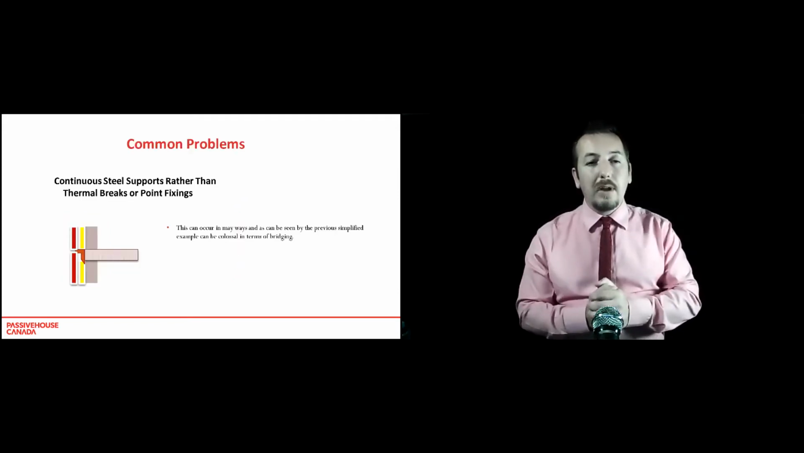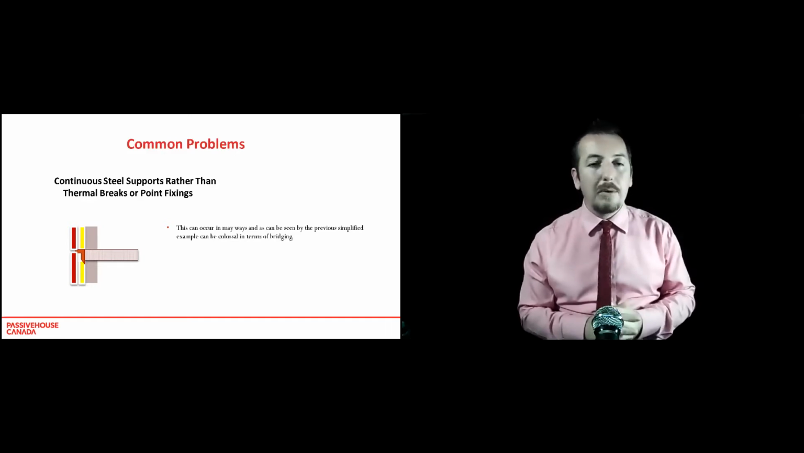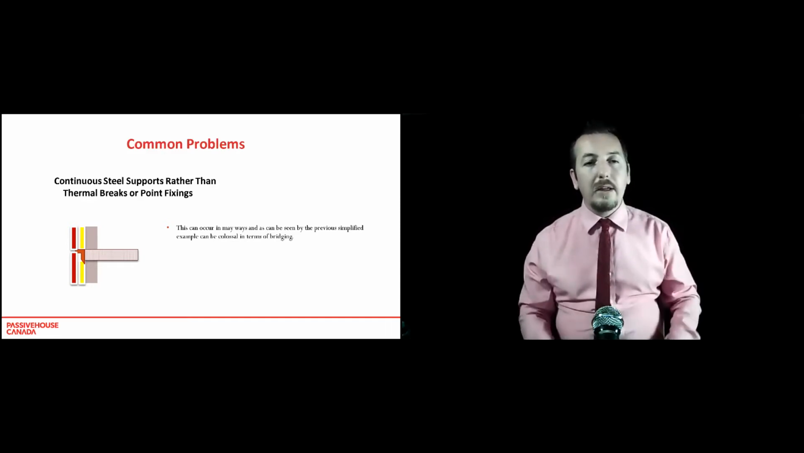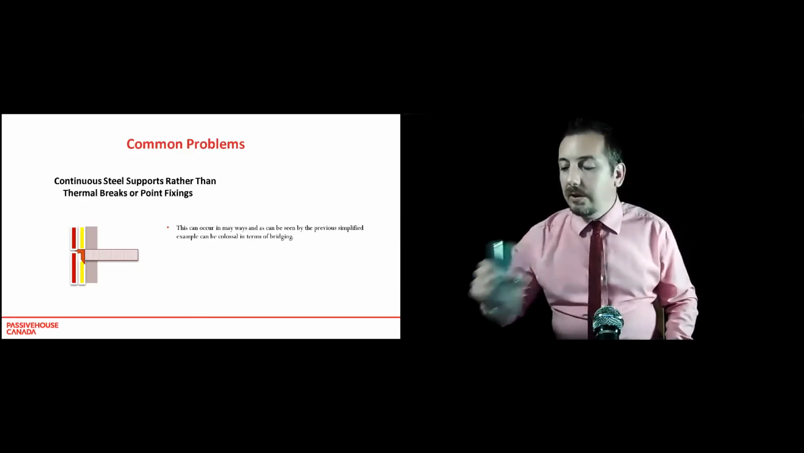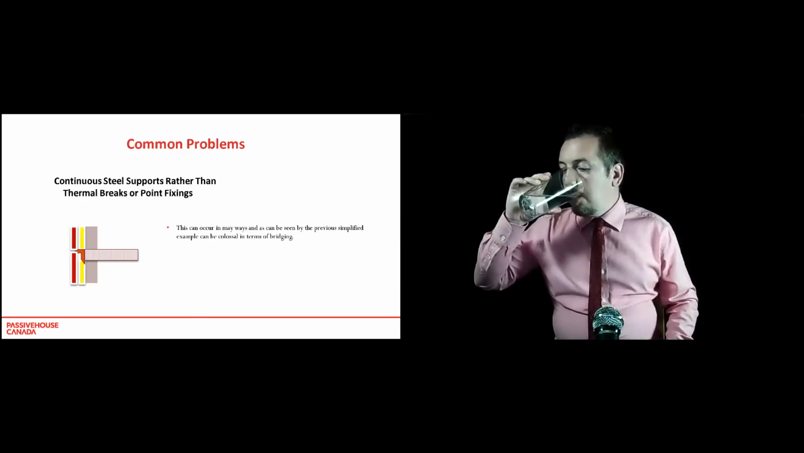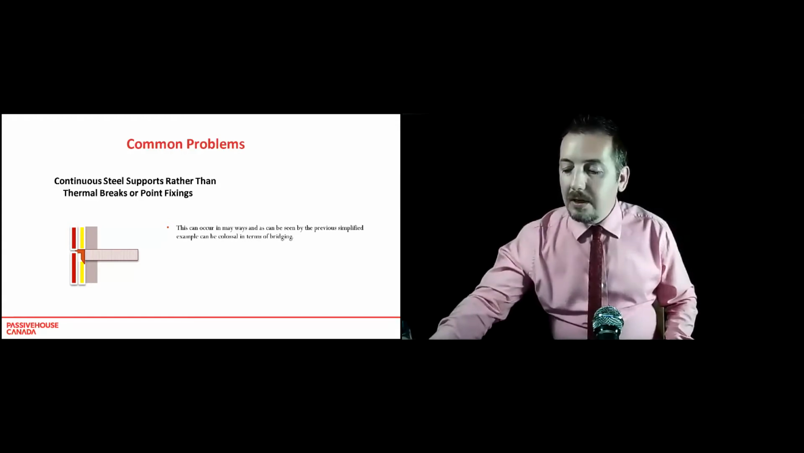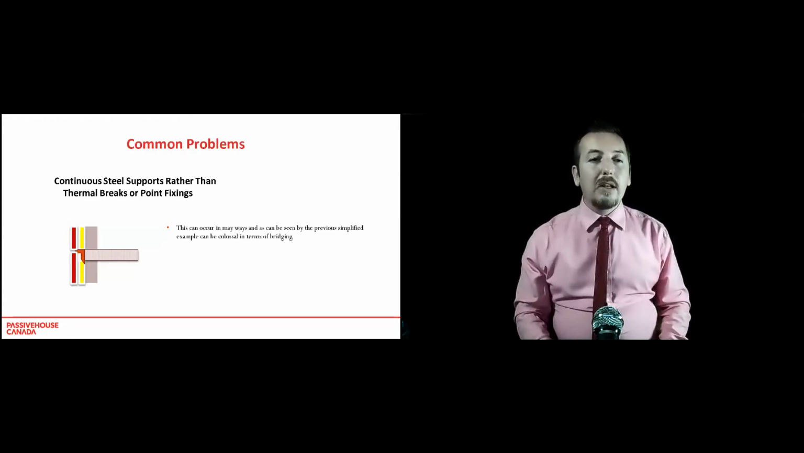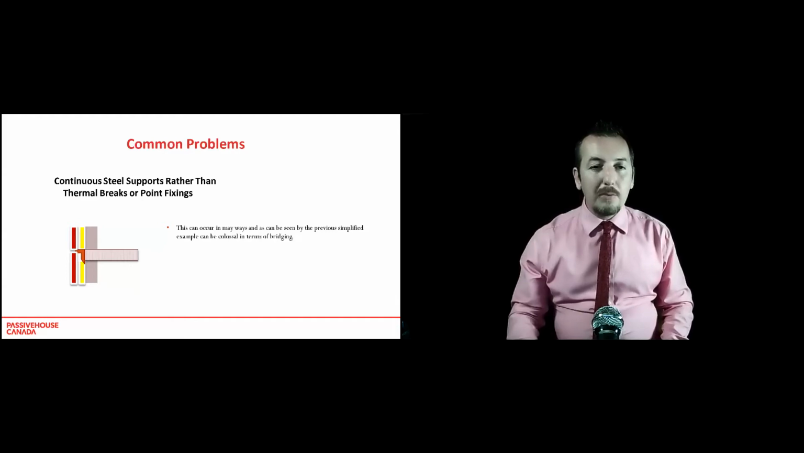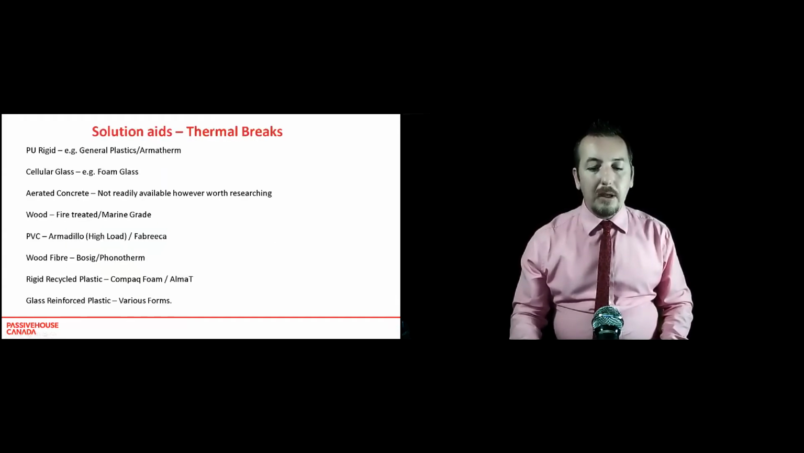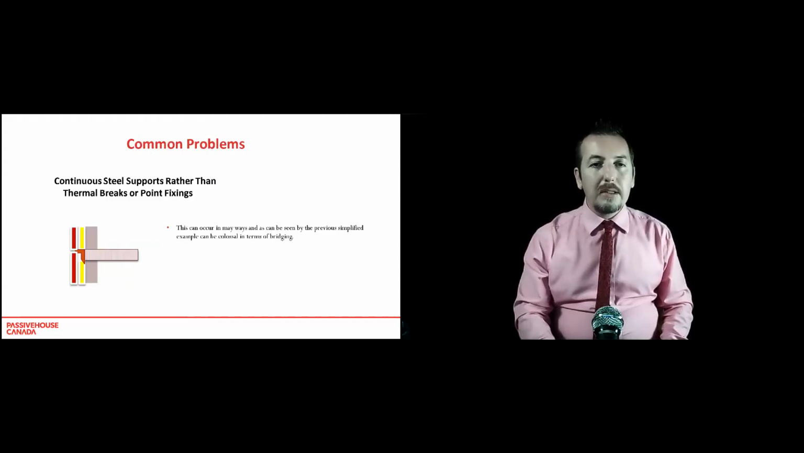Here's a big one, and I'm going to show you an example of this in a minute, but shelf angles. There are ways to get over it, but in very tall buildings, the shelf angle is one of the longest lengths and one of the most prominent thermal bridges. So we'll look at that in a minute with some examples.